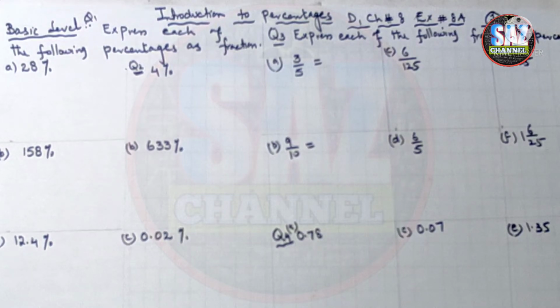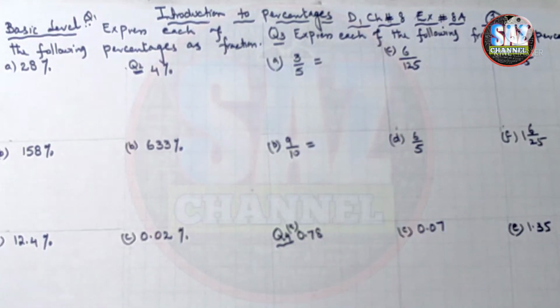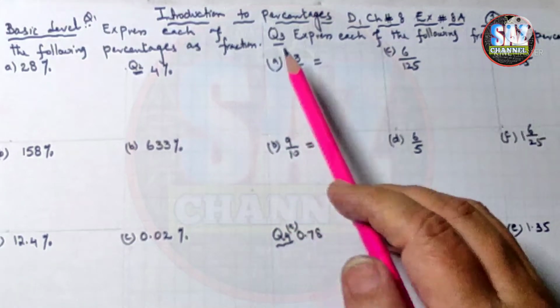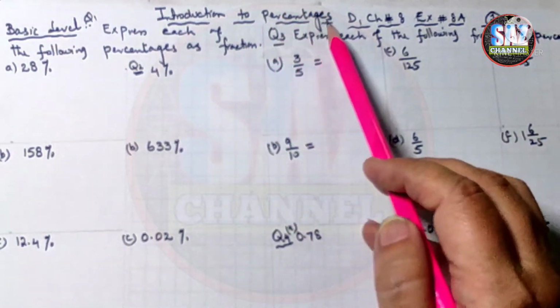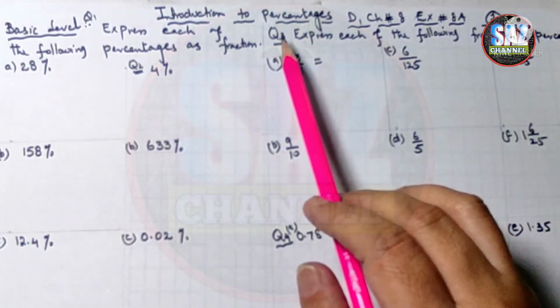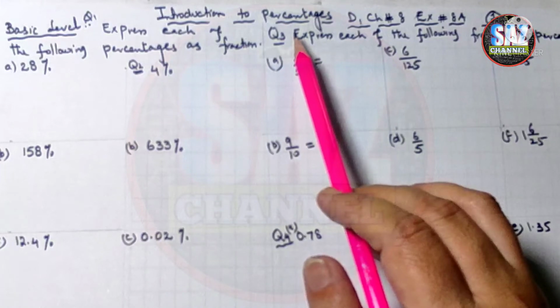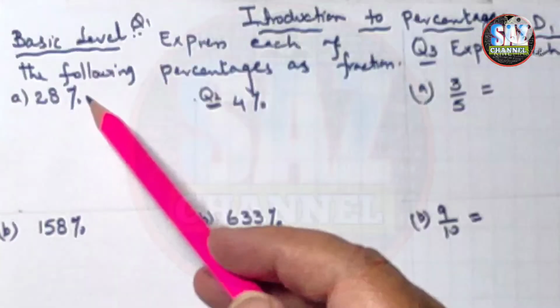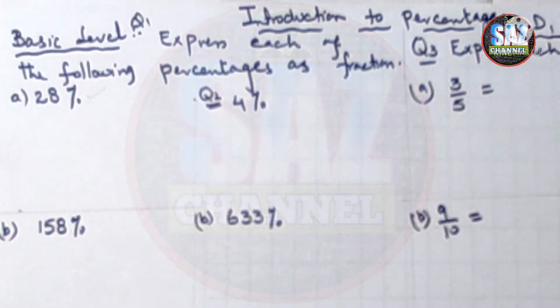In this class, students will be discussing the basic level question number 1 of exercise 8A, and the topic is about percentages. Percentage means out of 100. Question number 1 says express each of the following percentages as fraction. We have to convert the given percentages to fraction.